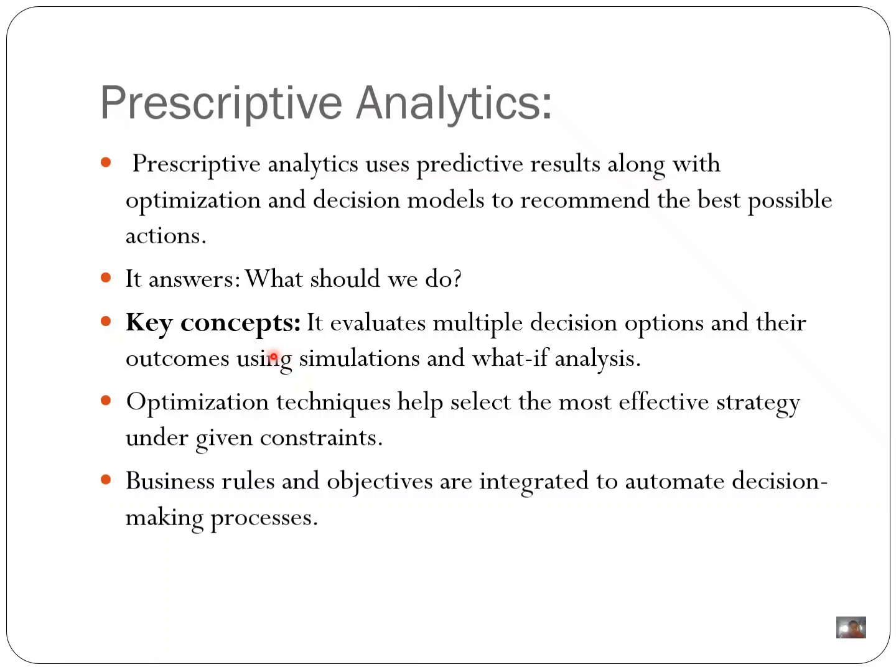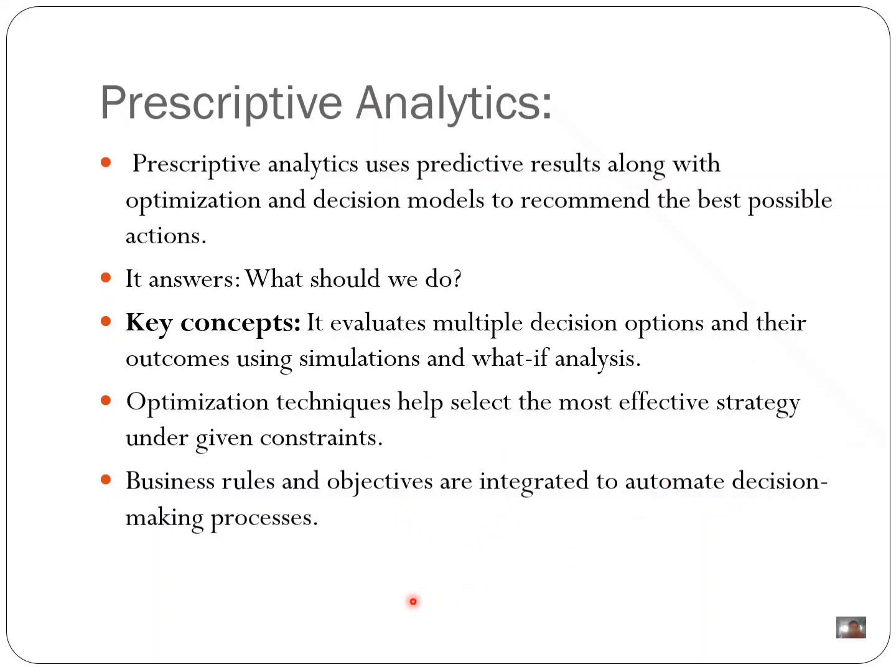Key concepts include it uses predictive results and it evaluates multiple decision options. It uses simulations and what-if analysis to find the reasons and to give the decisions. Optimization technique selects the best strategies under given constraints and business tools automate these decisions. These types of analytics recommend actions, not just insights.